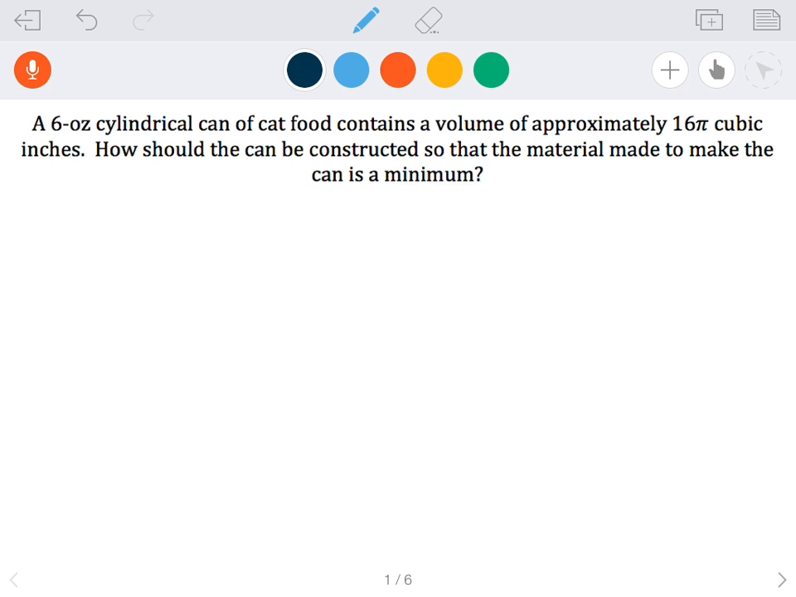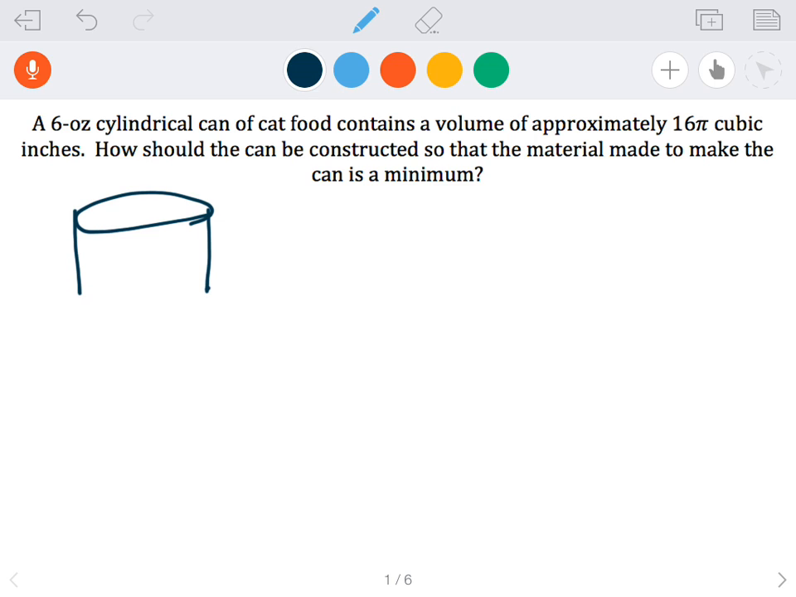A 6-ounce cylindrical can of cat food contains a volume of approximately 16 pi cubic inches. How should the can be constructed so that the material made to make the can is a minimum? That should probably say needed to make the can is a minimum. And so this is a real engineering question.